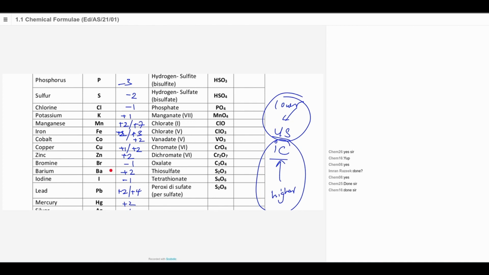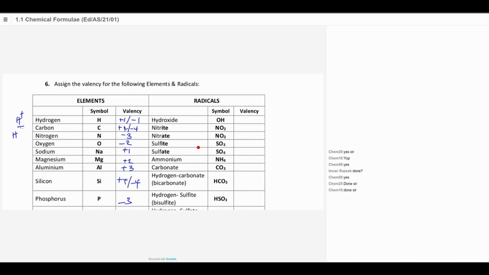Let's look at the valency of the radicals, which have a combination of more than one element with an overall charge. I prefer not to say radicals sometimes, because we have organic radicals as well. Organic radicals are different to inorganic radicals. So I can call these complex ions as well, in order to avoid confusion. In organic chemistry, we define radicals as species formed as a result of homolytic bond fission.